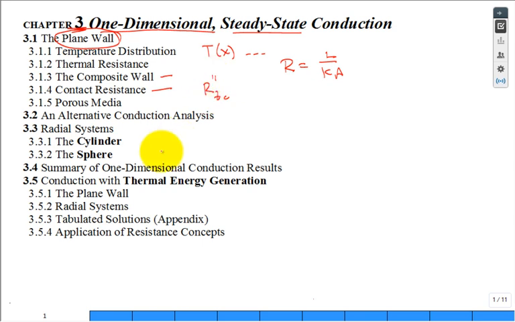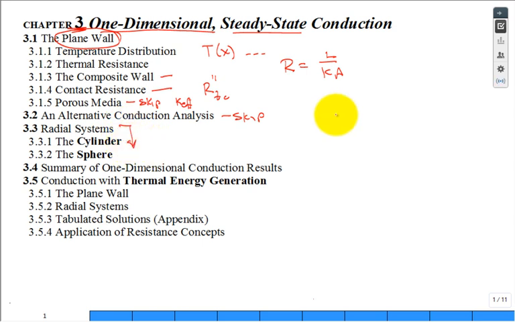Pay particular attention to the contact resistance. We would basically skip the porous media, but its effective conductivity gives me an effective conductivity when I have a mixture of materials, maybe a solid with gases interspersed, or two liquids, or two different solids. So we're also going to basically skip the alternative conduction analysis. It's pretty straightforward, but moving forward, we need to get into radial systems today.